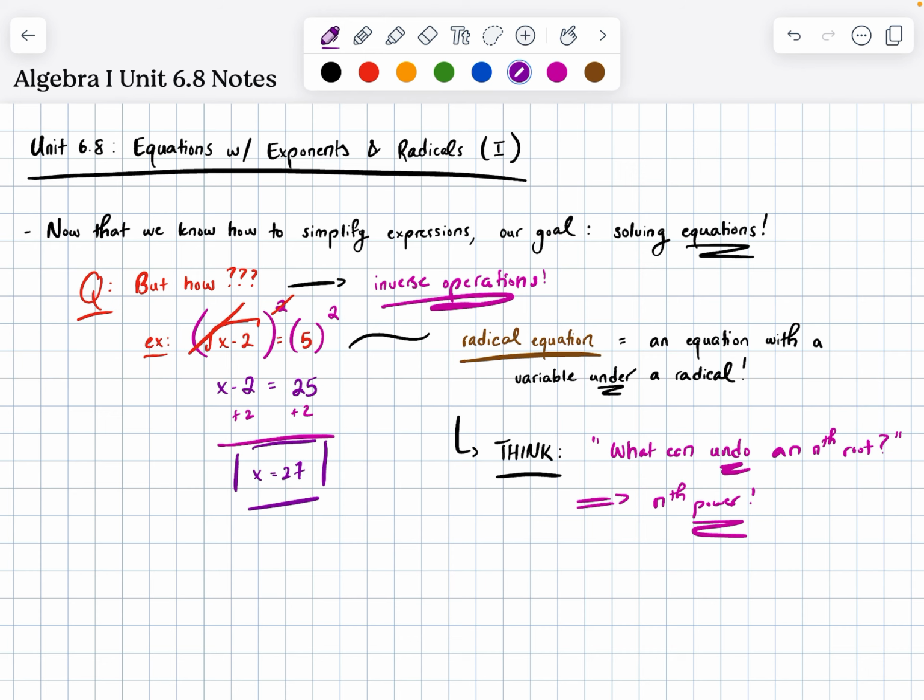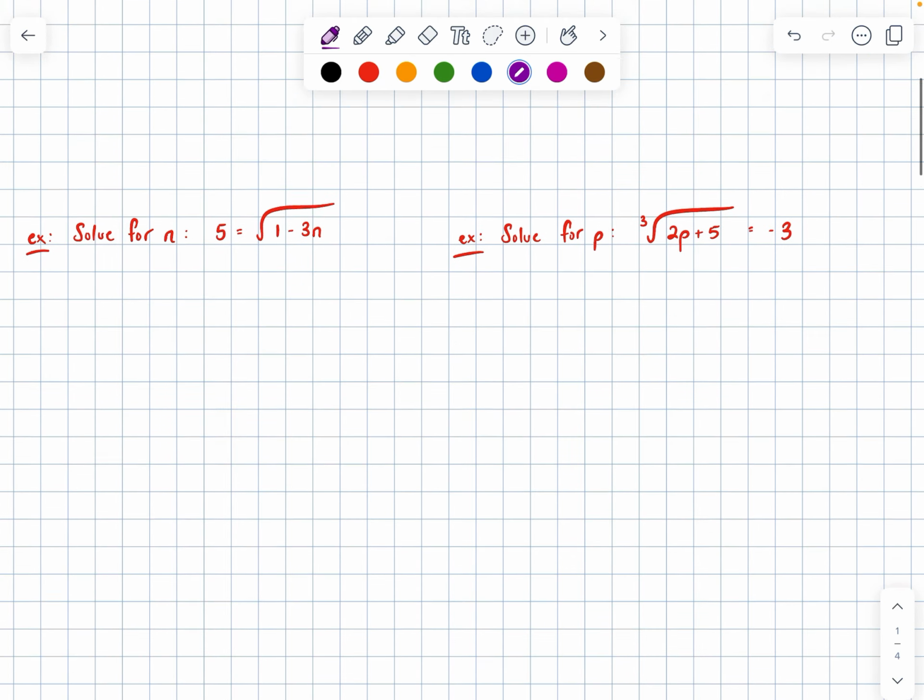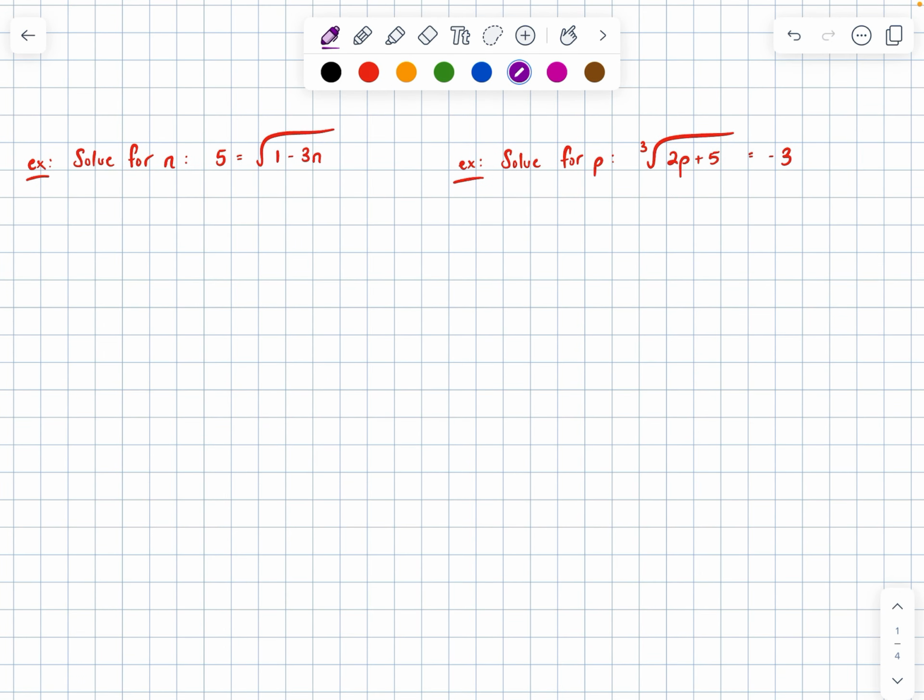Fantastic. With this idea in mind, let's amp it up and try it with these two. I want to solve for n, solve for p. Use what you know about inverses of radicals to isolate your variable. Go!